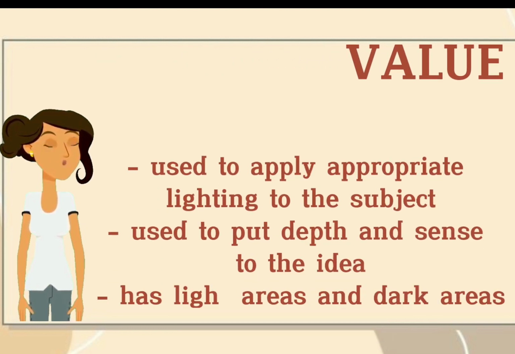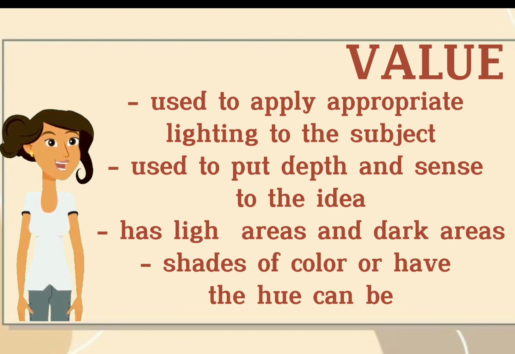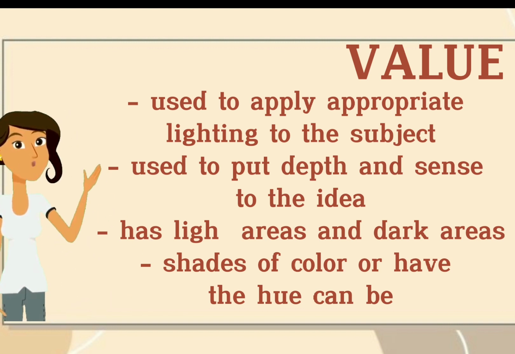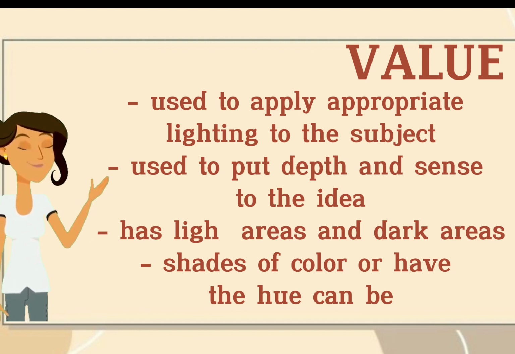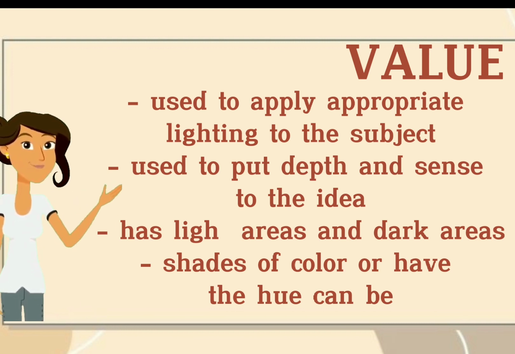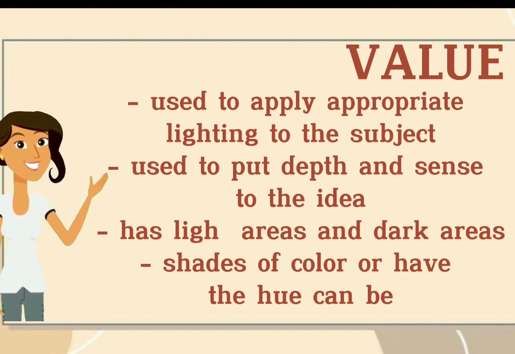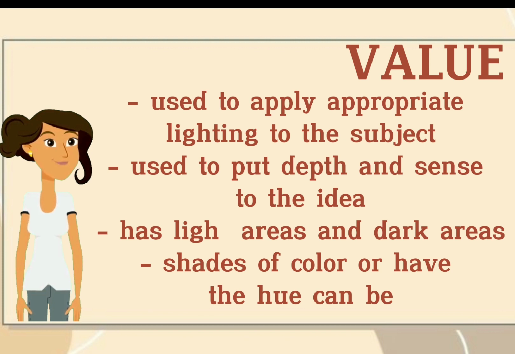What is value? Value refers to the lightness or darkness of a color. Values of color are often visualized in a gradient, which displays a series of variations in one hue, arranged from the lightest to the darkest. The whole point of value is to create the illusion of light, so value is used to create the illusion of highlights and shadows. Highlights and shadows combine to create the illusion of a light source.